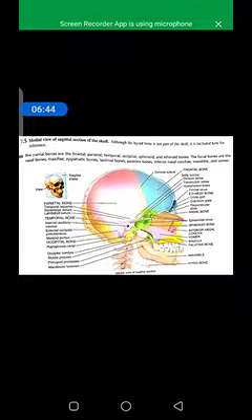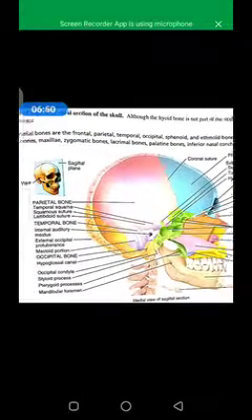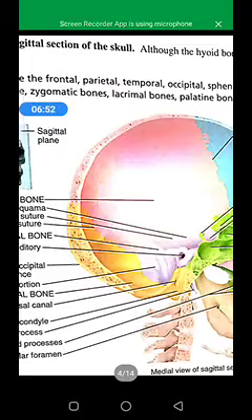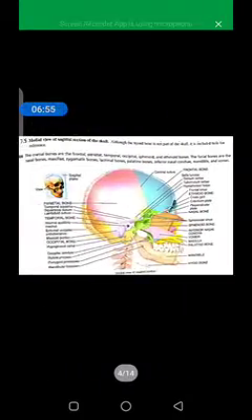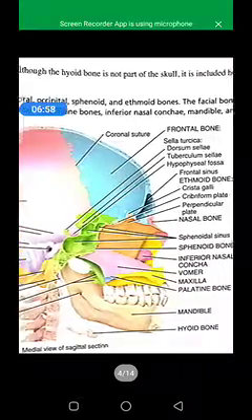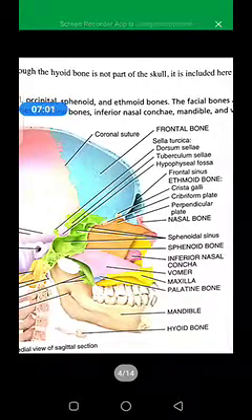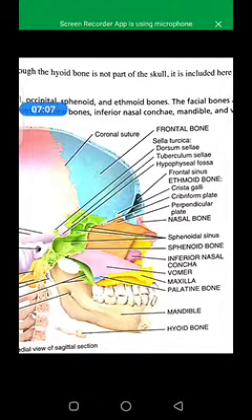The next is the internal, sagittal view of your cranium. If you divide the cranium into two, how will it look from inside? This is the internal view of your cranium when you divide it into right and left halves. The hyoid bone is also shown in this picture, but it is not part of the cranium.